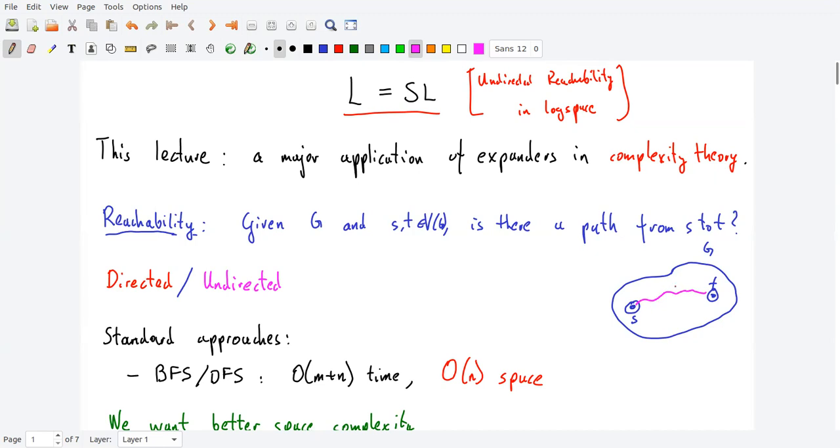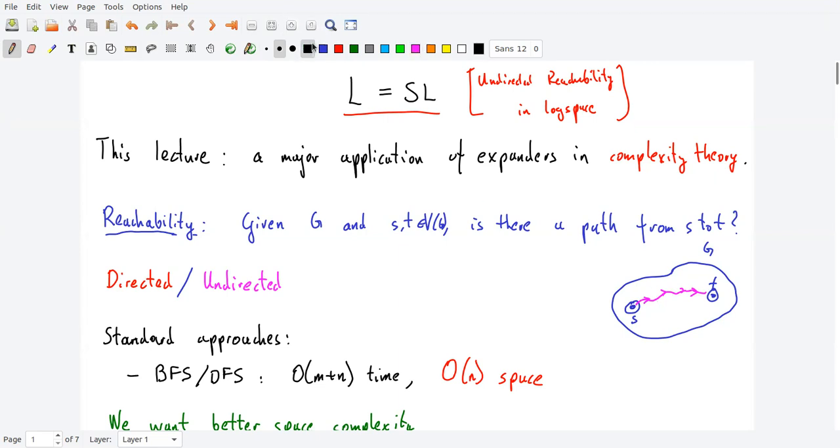Of course, if I state the problem like this, you can ask whether the graph should be directed or undirected. It may be that the graph is undirected, and this essentially boils down to S and T being in the same connected component of the graph, or the graph is directed and it is a little bit more delicate, then the path needs to follow the directions. So this is directed reachability and undirected reachability.